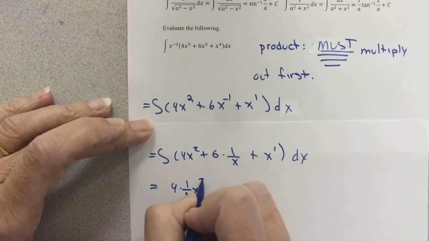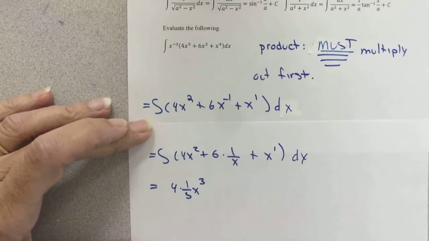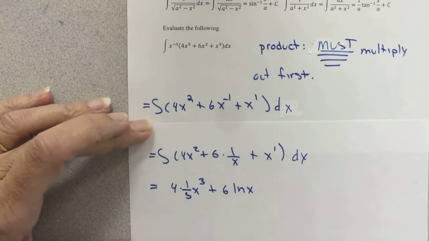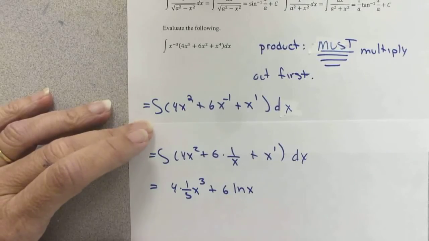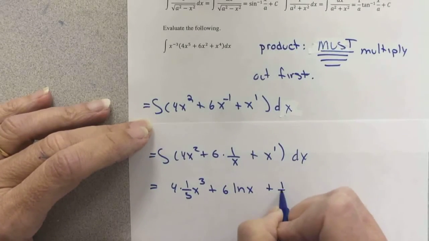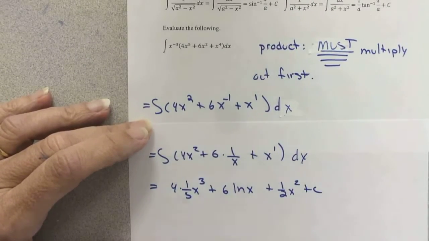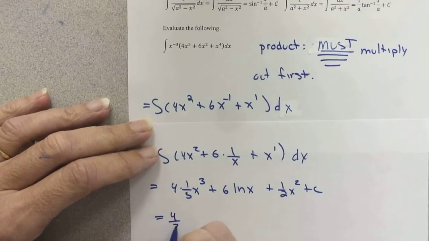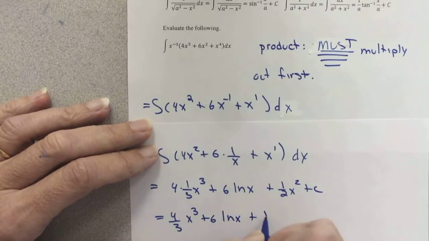Increase the exponent by 1, multiply by the reciprocal of the new exponent. The integral of 1 over x is natural log of x. Increase the exponent by 1, multiply by the reciprocal of the new exponent. And so I've got 4/3 x cubed plus 6 natural log of x plus 1/2 x squared plus c.